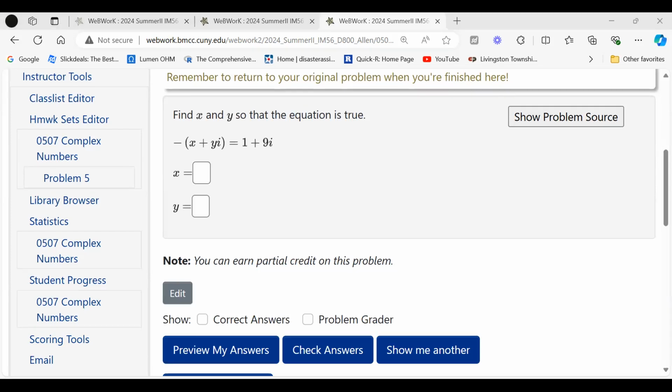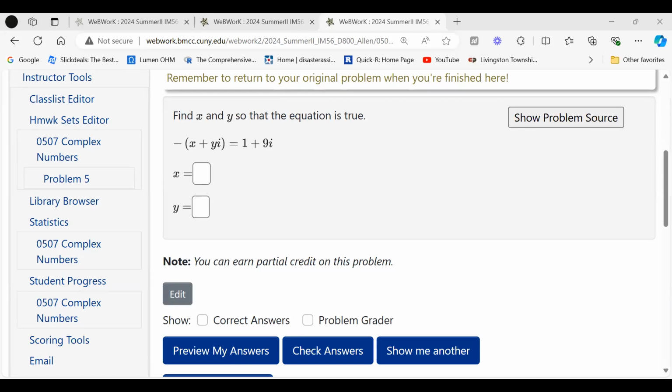We try to find out x and y. On the left-hand side, we get x and y. On the right-hand side, that's just a complex number. A typical complex number will look like this: a plus bi, right? And the a is called the real number part, and then bi is called the complex part.